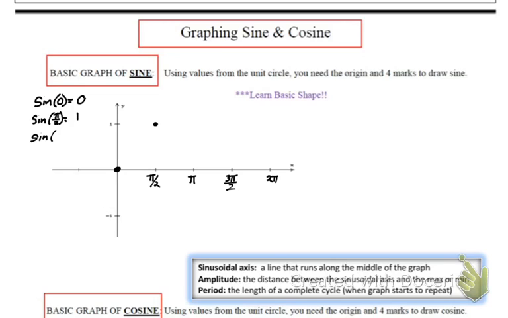Sine of pi, it's way on the other side, and my y value is going to be 0. So at pi, it's at 0. Sine of 3 pi over 2, that's going to be negative 1. And then 2 pi is 0. 2 pi should be the easiest, just because sine of 0 and sine of 2 pi are in the exact same location, so they should have the exact same value.